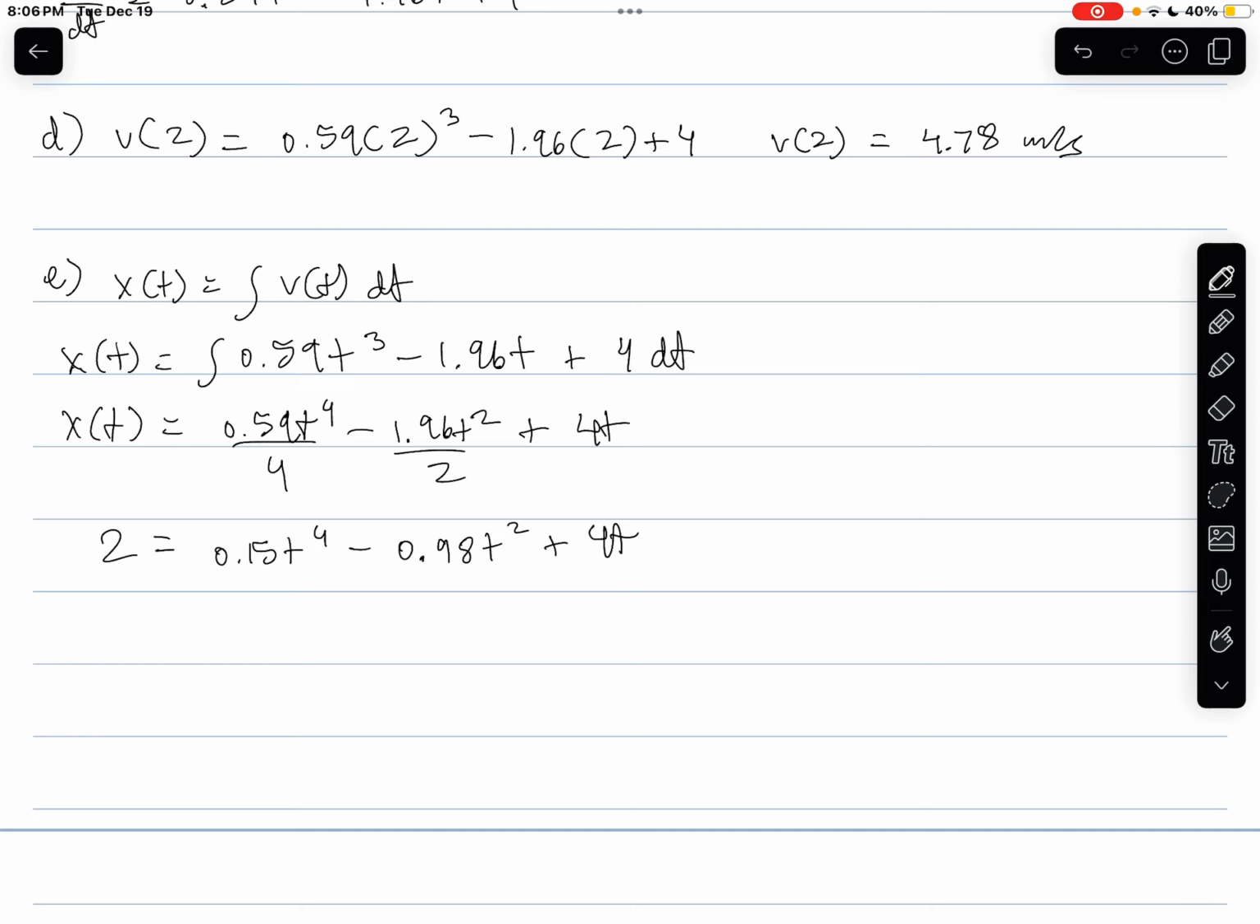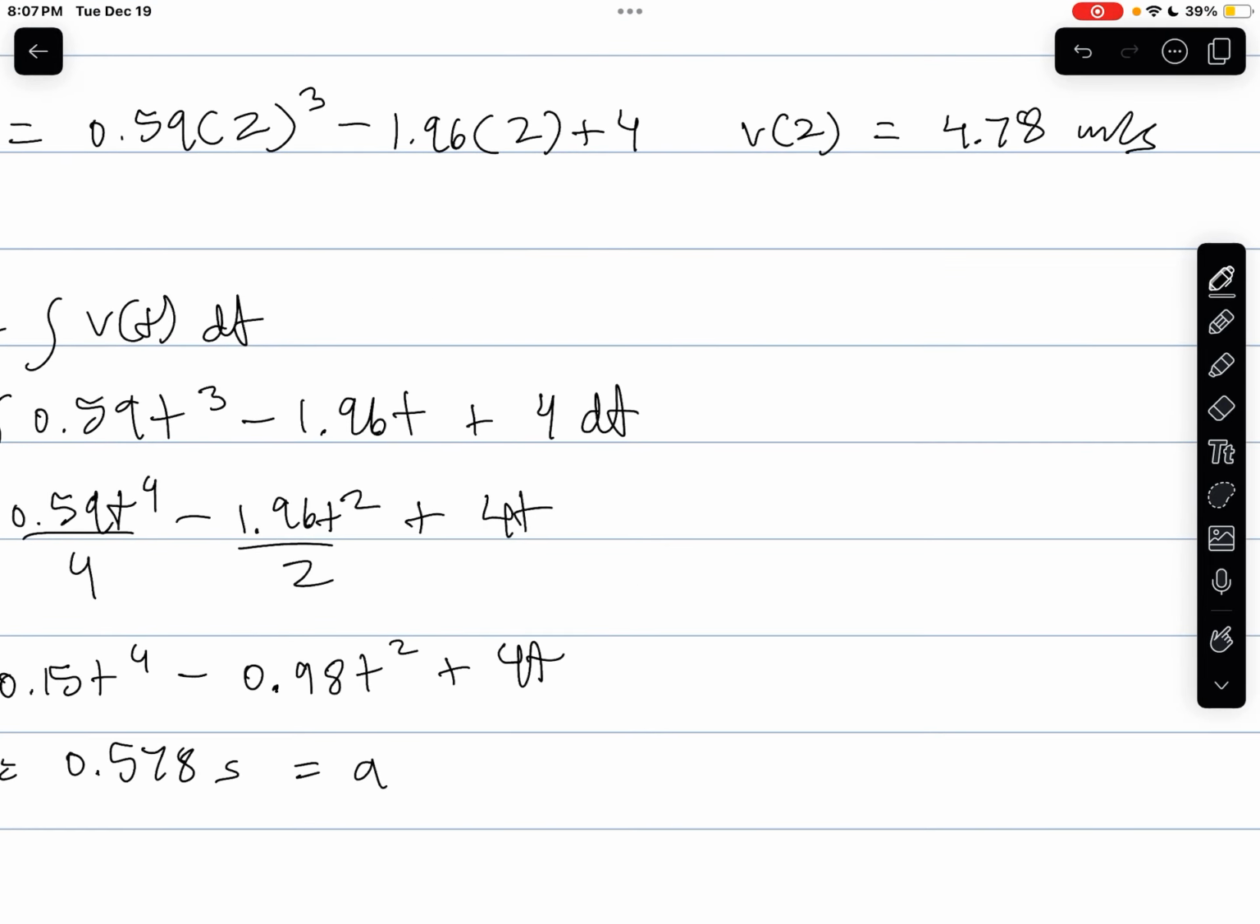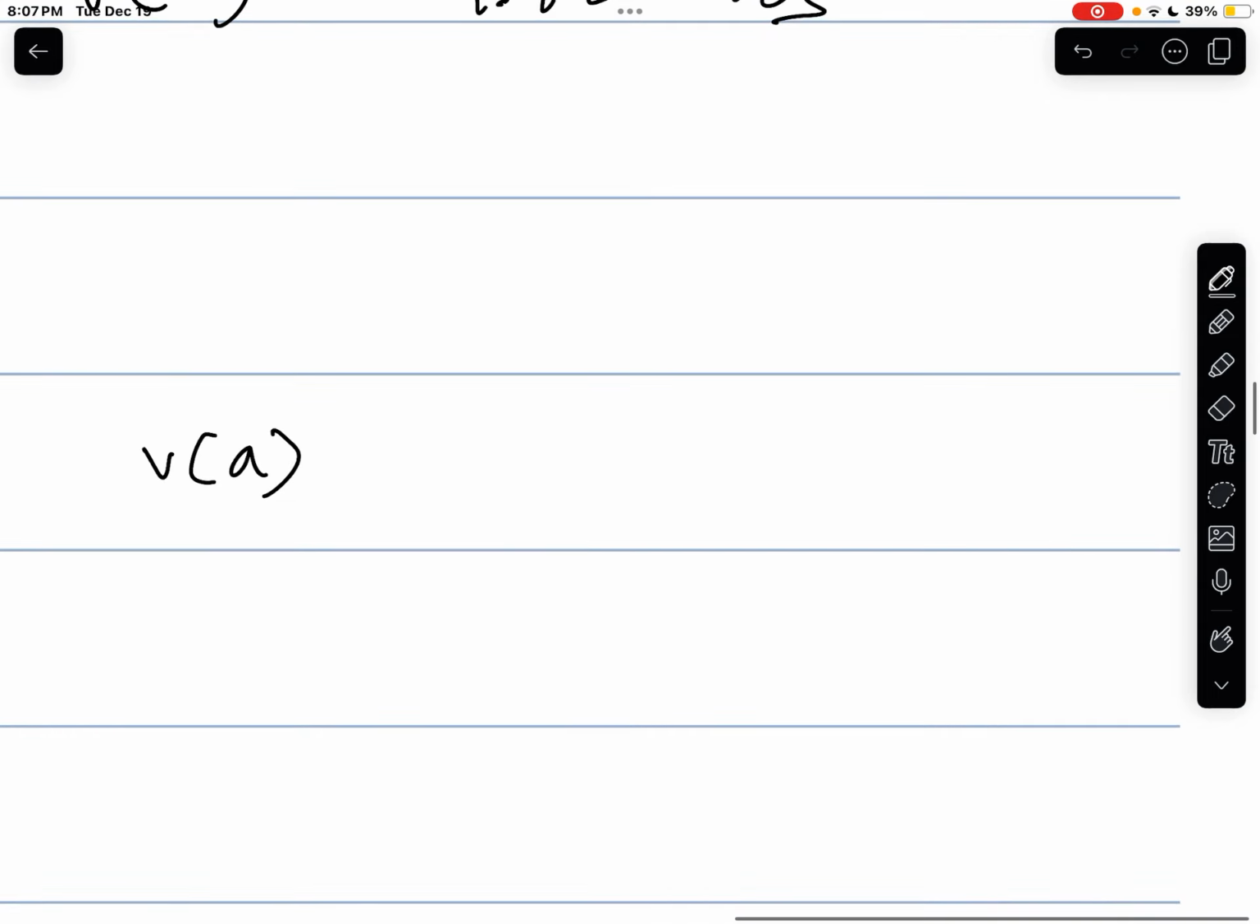So then I'll find when it equals 2. I graph it into my calculator to find the intersection point, and I got that they both intersect at t equals 0.578 seconds. I'm going to set this time equal to a, because I'm going to plug it back into my velocity function to find the velocity at this time, when the position is equal to 2 meters.